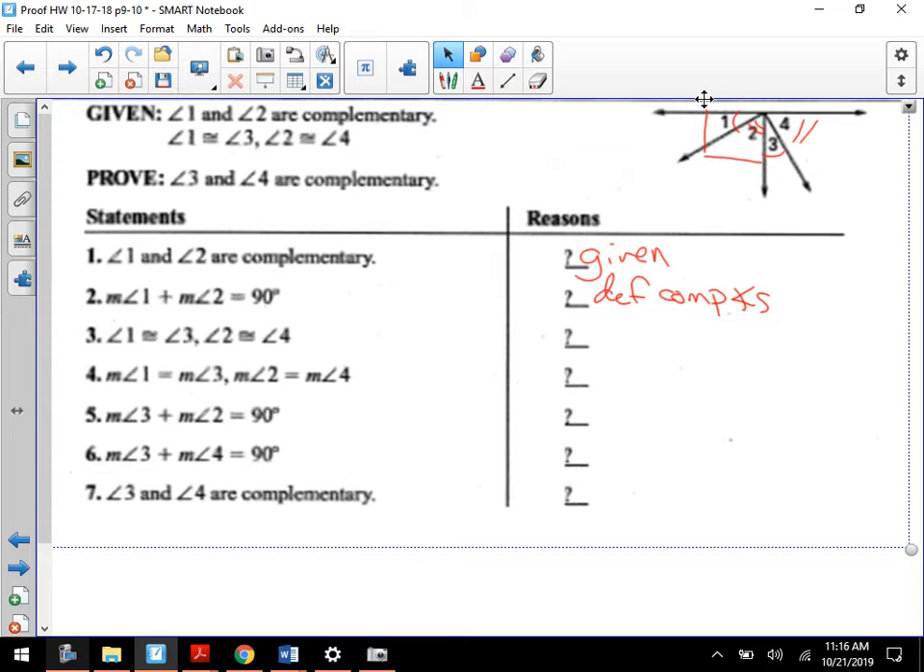Next one, it says 1 and 3 are congruent, 2 and 4 are congruent. Why are those written down? They're given. They're right here. You can use it as many times. Now, what allows you to switch from congruent to equality? Perfect. Definition of congruent. Notice the only thing that changes for this next step is they got rid of congruency.